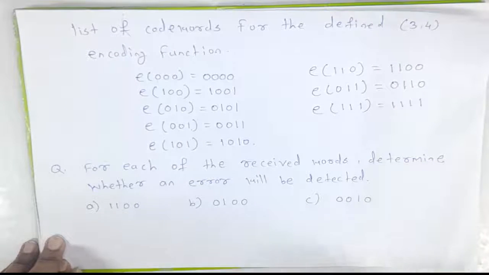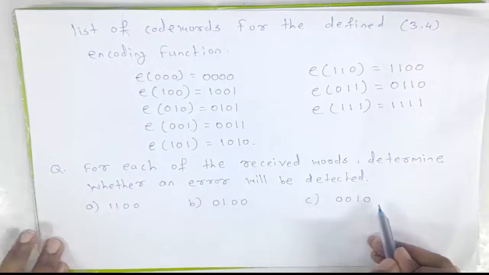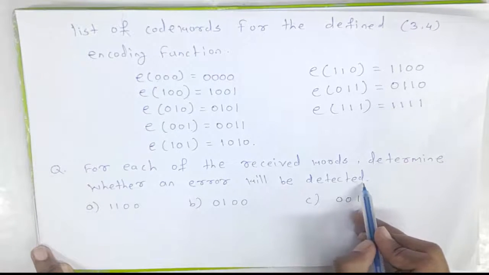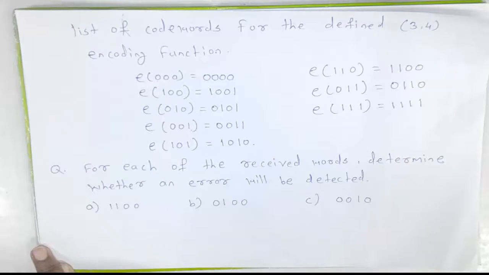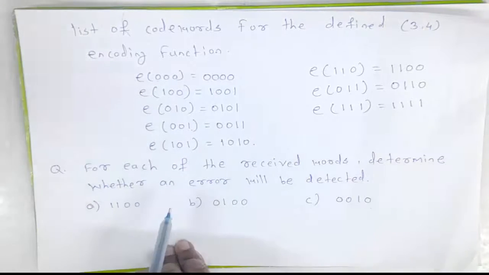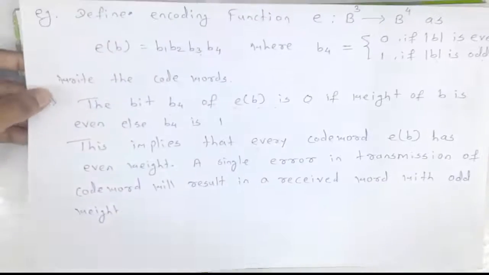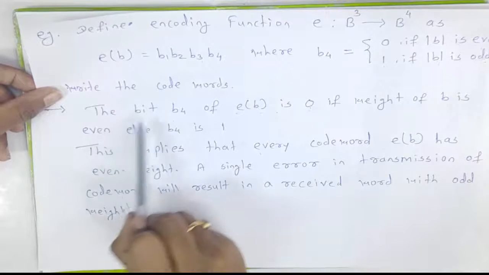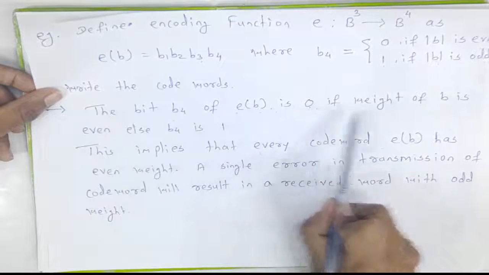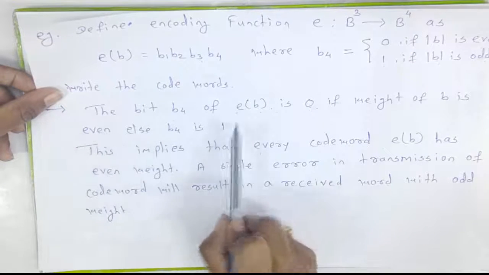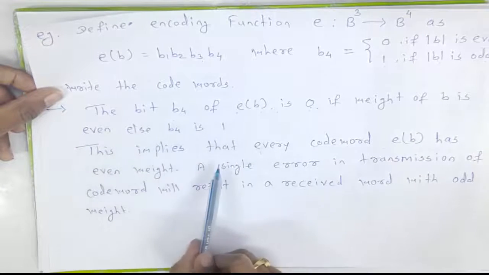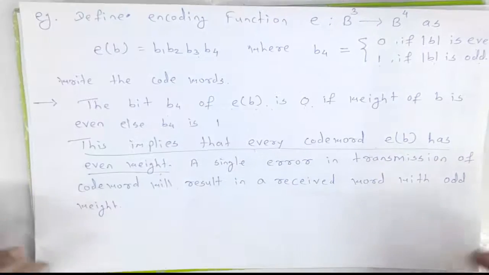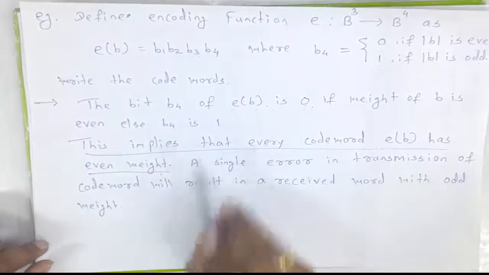Okay, so see here, 3 received words are given and here we want to determine whether an error will be detected in the same parity check code, the 3-4 parity check code. In this example, in the 3-4 parity check code, the bit before of A of B is 0 if the weight of B is even and else it is 1. So this implies that every code word A of B has even weight. So for determining error, we use this statement.